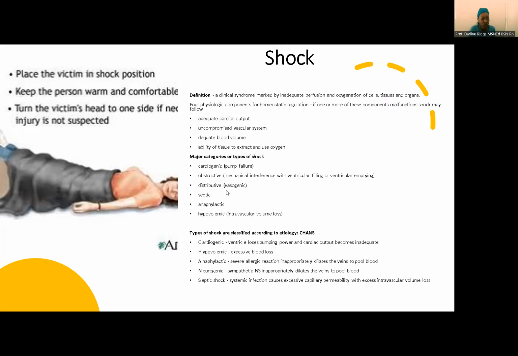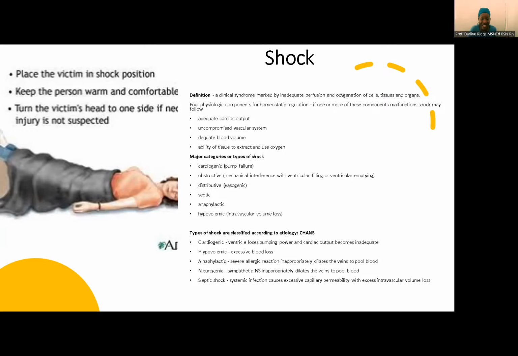There's also distributive, which is usually a vagogenic issue, and this could have multiple causes. So we would look at the underlying cause for this one. Septic is an infection, right, in the blood.